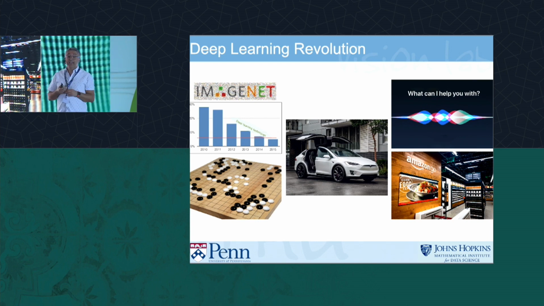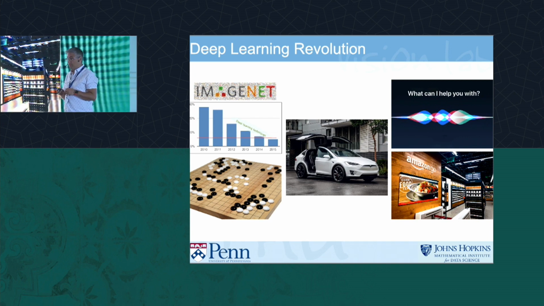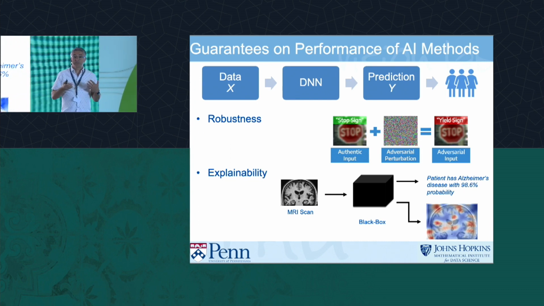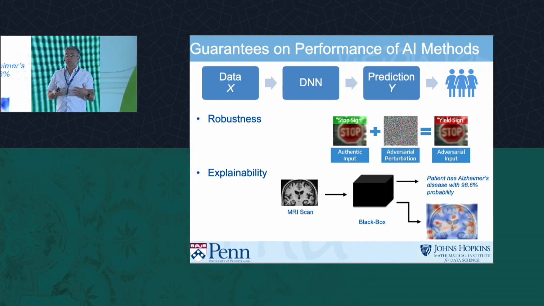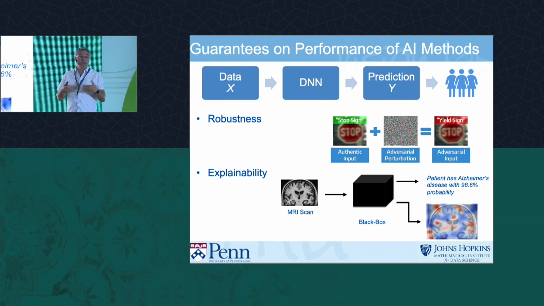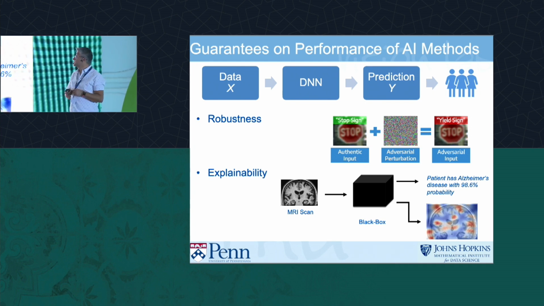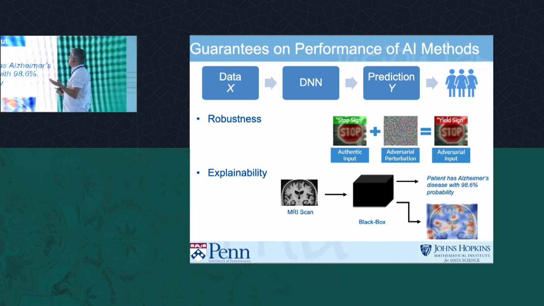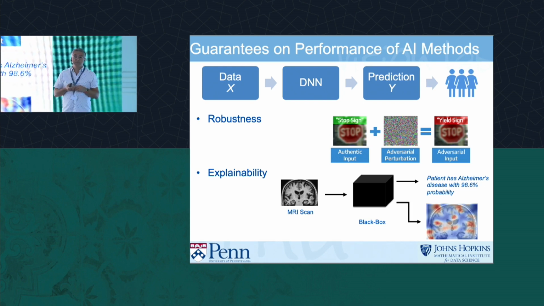And as AI begins to impact our daily life, it's important to make sure that the predictions that AI systems make are not only accurate, but also maybe fair, robust. Even, we would like to make sure that the predictions that are made are explainable to the end users. So in this talk, I'll focus on two of these properties, namely robustness and explainability.